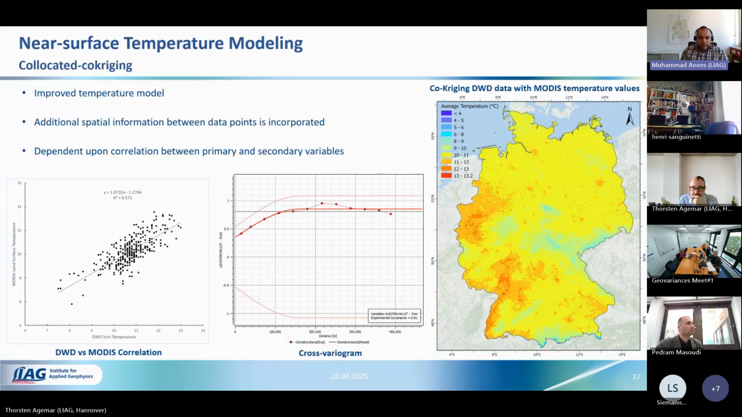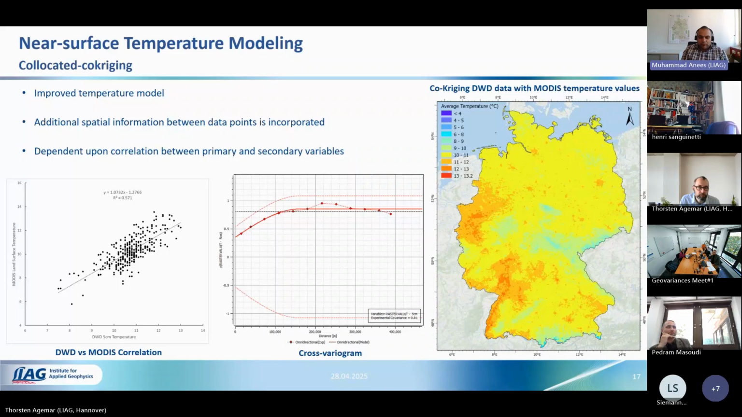in which the variograms and cross variograms of both raster value datasets are produced, using the raster values which were intersected by the DWD point data. Then they were merged, and in this image on the right-hand side, the high variability is still there, but now the temperatures are closer to the DWD temperatures. So it comes out as an intermediate product between the two.